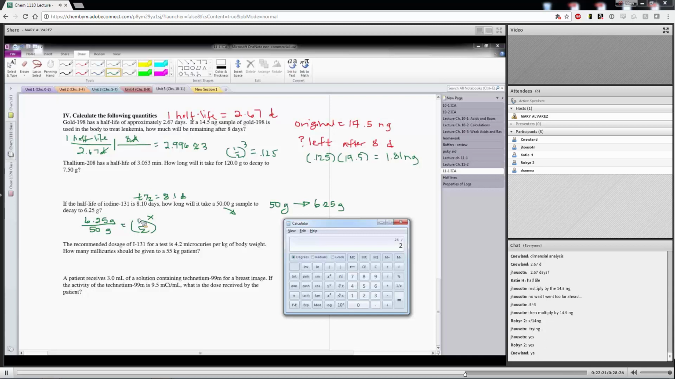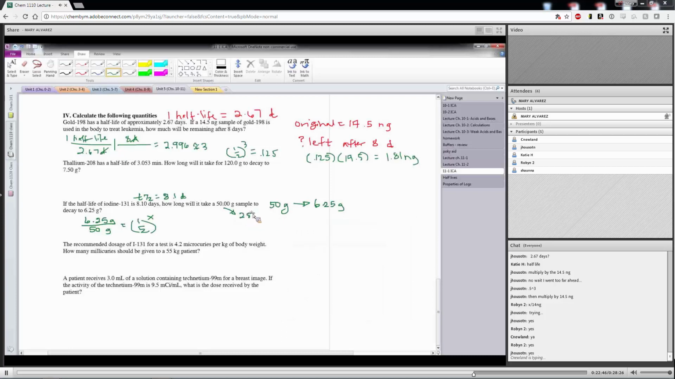After 2 half-lives, 12.5 grams remain. And then after 3 half-lives, 6.25 grams remain. So that is 3 half-lives. Did everybody follow what I just did there? Yeah, that wasn't so bad. 25 grams, 12.5 grams, 6.25 grams. Okay, that was 3 half-lives.